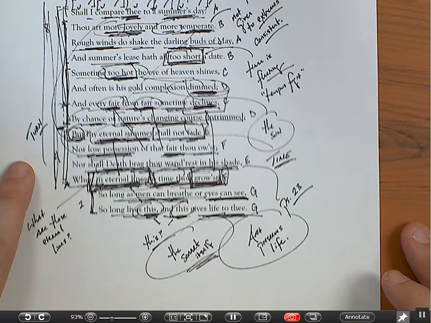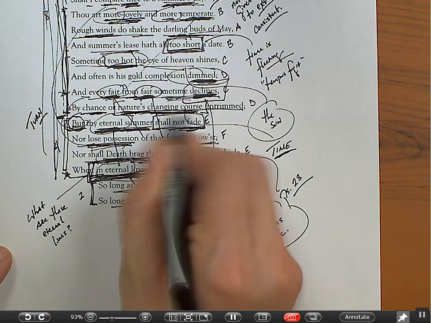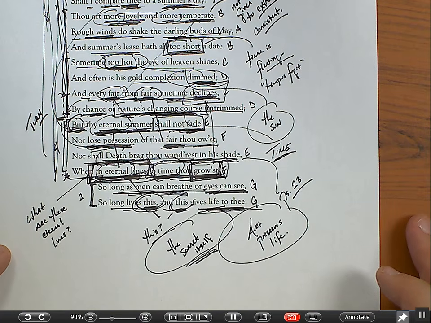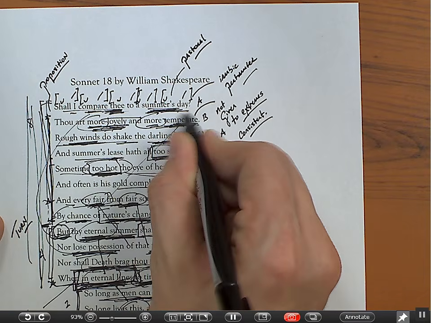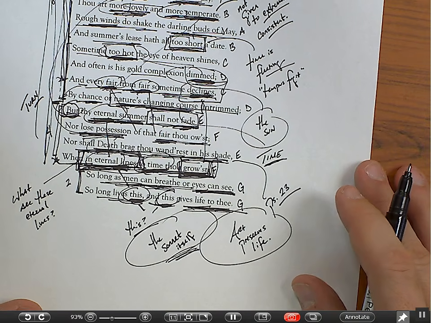Capturing this beloved's loveliness in a sonnet is a way to defeat death, a way to defeat the grave. It's the same with a portrait or a sculpture or a photograph, that you are able to capture something and freeze it in time so that that loveliness and that beauty can endure forever, despite nature's changing course, despite the hurrying chariot of time. So the speaker's proposition, shall I compare thee to a summer's day, thou art more lovely and more temperate, takes on new meaning by the end.